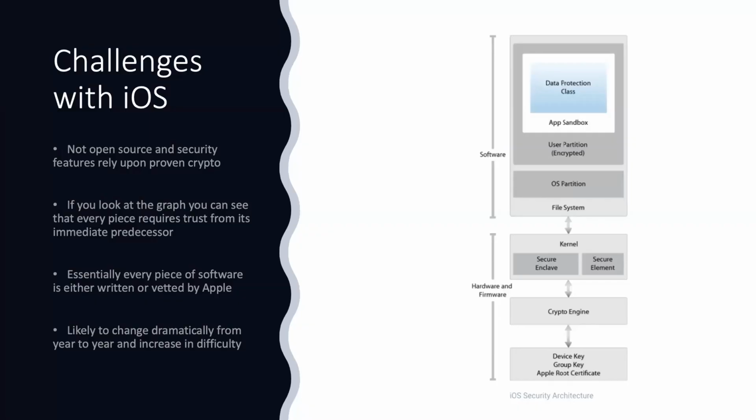Yeah, so there are a lot of challenges with testing on iOS. The first, most obvious, is probably that iOS is not open source, and the security features they rely on proven cryptography, unlike Android. Architecturally, the security in iOS is baked in at pretty much every level, especially at the lowest level. So if you look at the graph, you can see that every piece requires trust from its immediate predecessor. So at the very bottom of the stack, the first building block in the architecture has to be trusted. If there exists any sort of breakage in that, the whole thing just doesn't work.